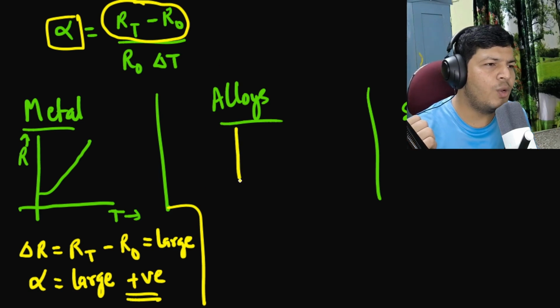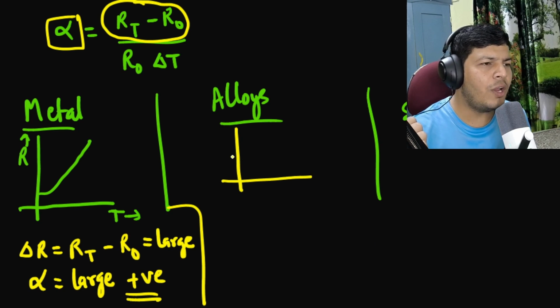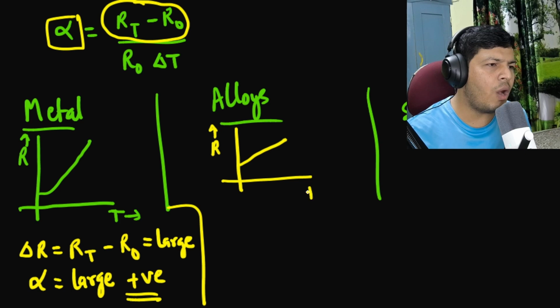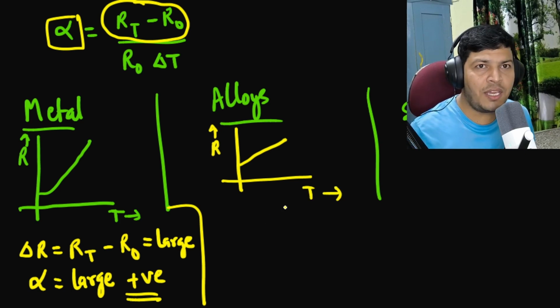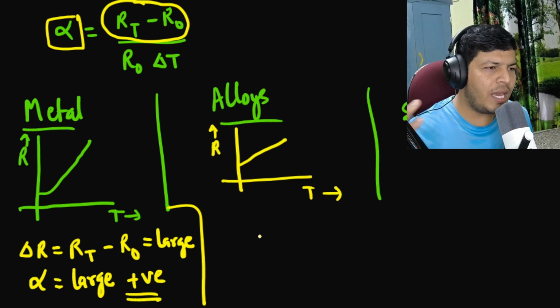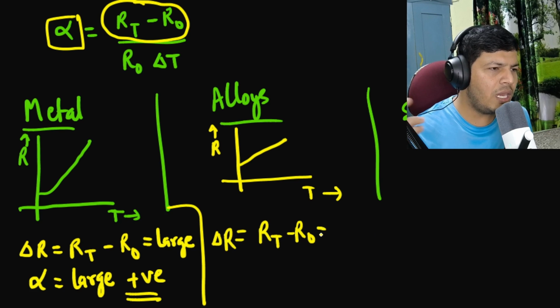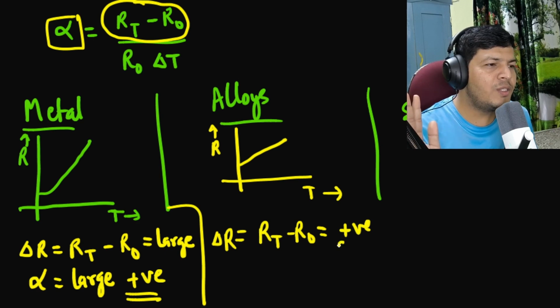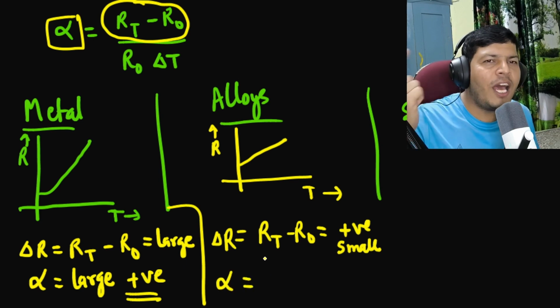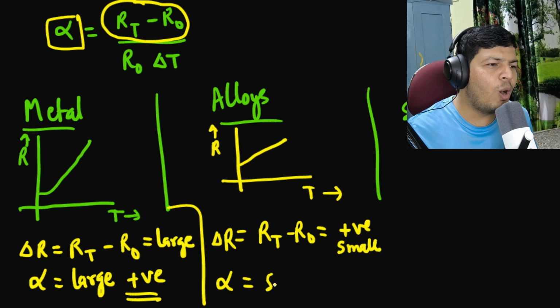Okay, now let's go for alloys. In case of alloys, you have seen there is a more flatter curve between resistance or resistivity and temperature. Now you see here, if it is more flatter, then yes, RT minus R naught, which is change in resistance, is positive. That is okay. The second thing is it is small. So the value of alpha for alloys will be small positive.